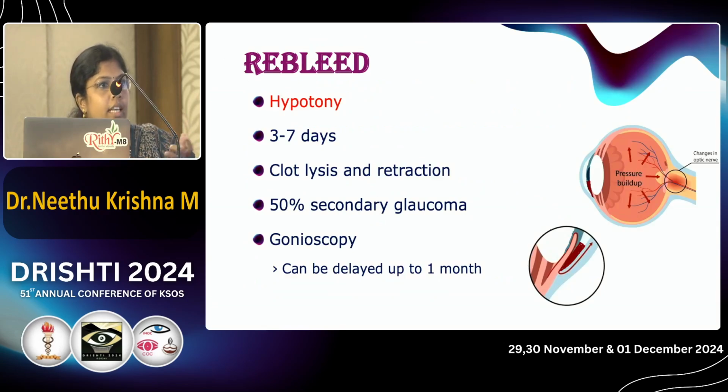Rebleed can occur in relation to hypotony. Hypotony itself can increase the chances of rebleed, and the rebleed usually occurs after 3 to 7 days due to the clot lysis and retraction from the traumatized vessel. And in case of rebleed, 50% of cases can relate to secondary glaucoma and refractory glaucoma.